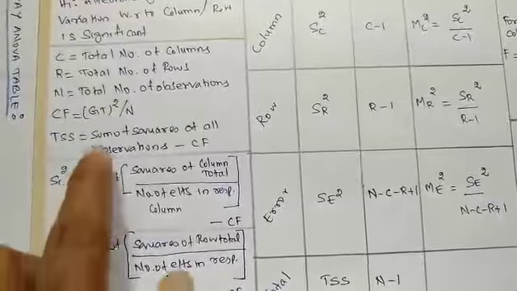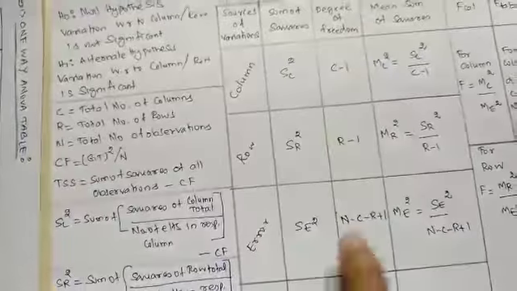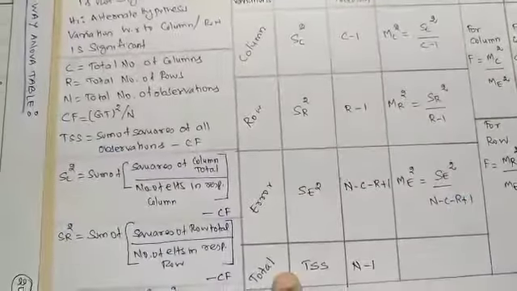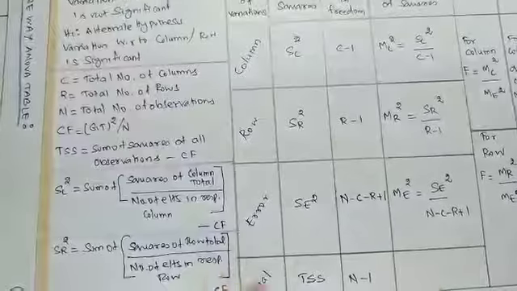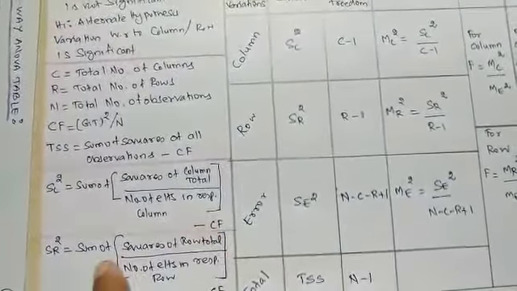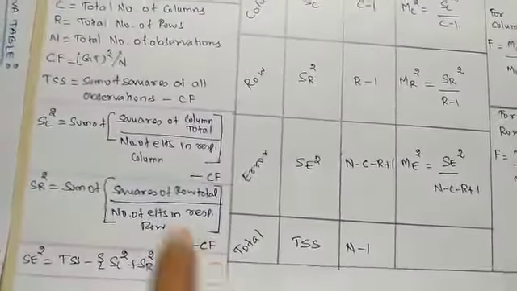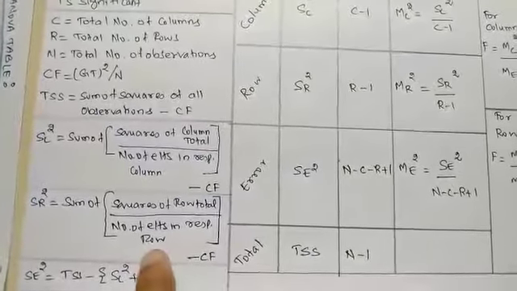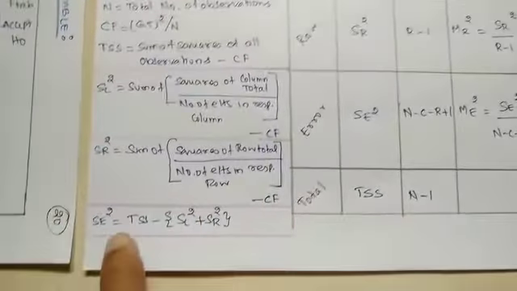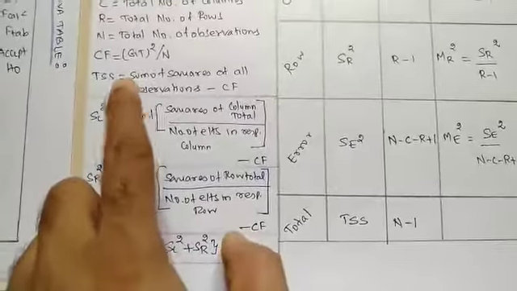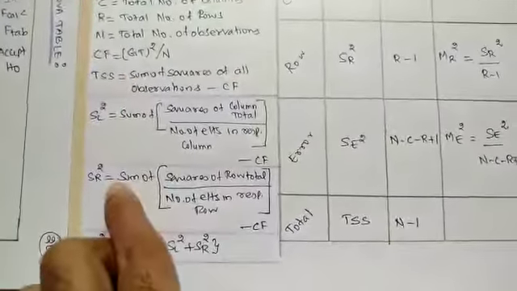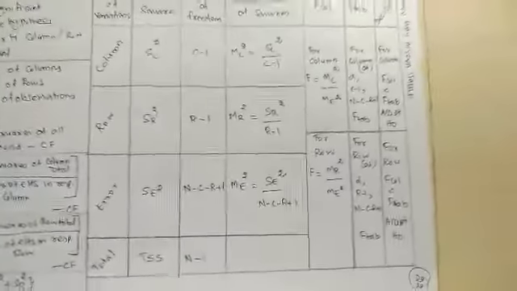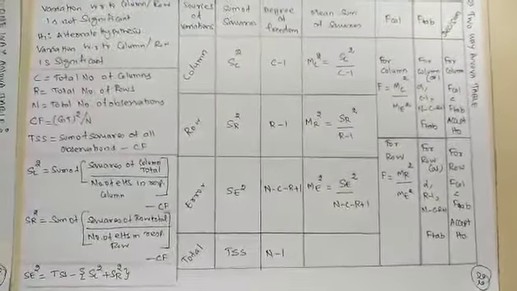SC square means column. So first column, second column, third column, you need to find the total of first column, the total of second column, third column. Total will be that square divided by how many observations, like that we need to do, minus correction factor. For SR square means you need to find the row total, square that, divided by the number of elements in that row, minus correction factor. Need to find SE square. Already we got TSS. So TSS minus SC square minus SR square, that will give you SE square. You need to compute this table. We'll see a problem based on this.